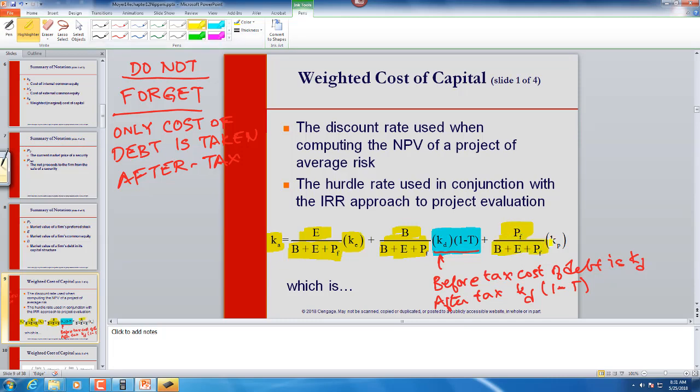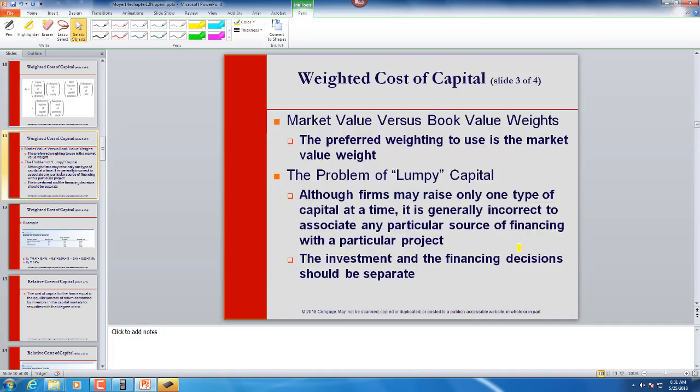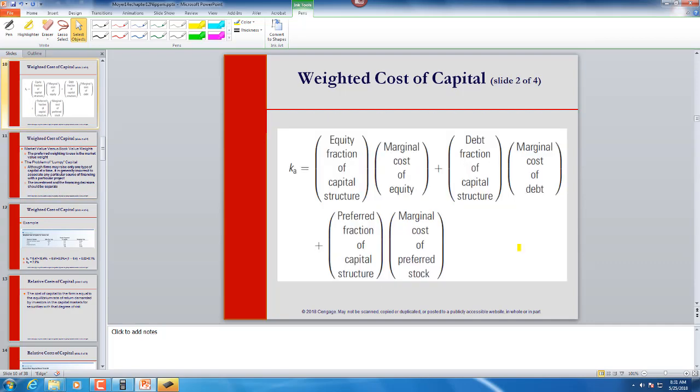preferred divided by cost of preferred. See, this is the same thing as that. Equity fraction of capital structure multiplied by marginal cost of equity plus debt fraction multiplied by marginal cost of debt plus preferred, so you combine all of them like I did in slide 2, you get the cost of capital.